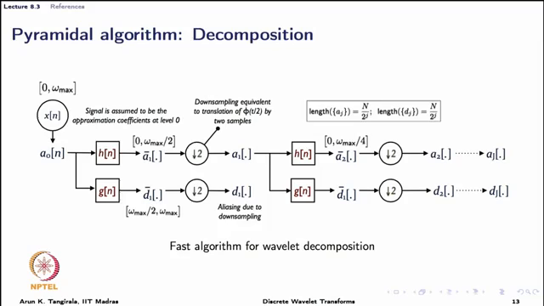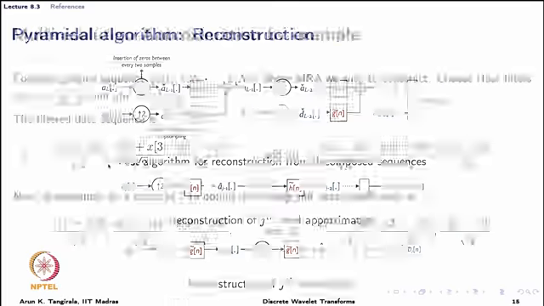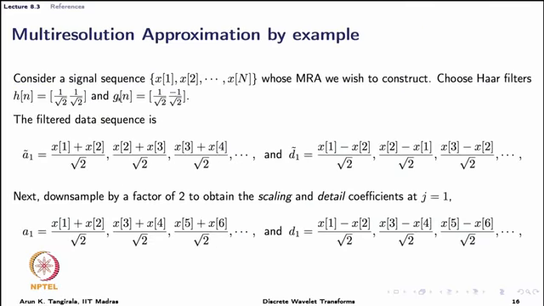So, at the first step what you would do is you would take the sequence and perform filtering. Here the filter is 1 over root 2, 1 over root 2. When you perform the convolution, it is essentially taking averages of 2 successive points, because convolution would yield that, right. It is an FIR filter. So, it is performing averaging, but with a factor of root 2 here.